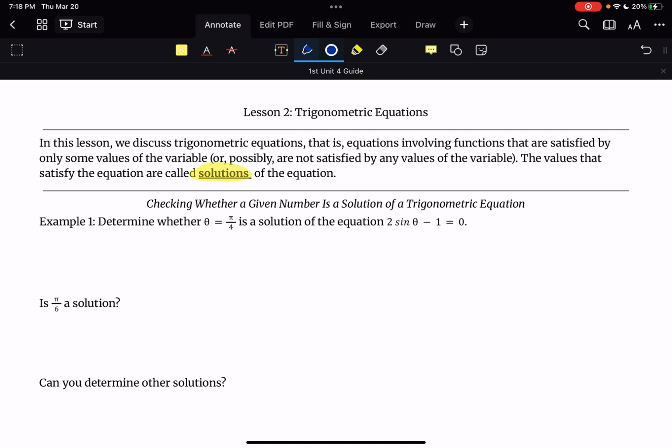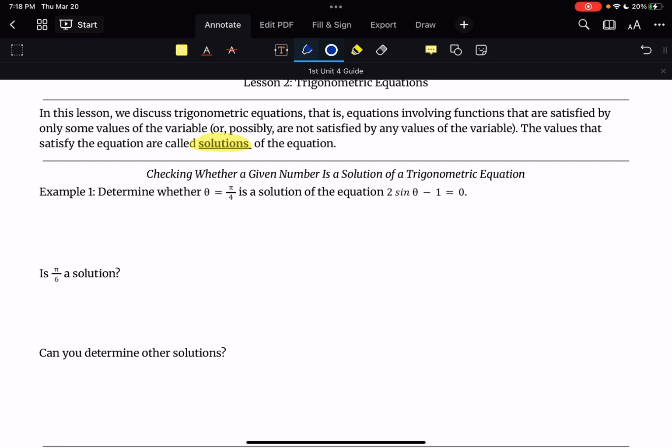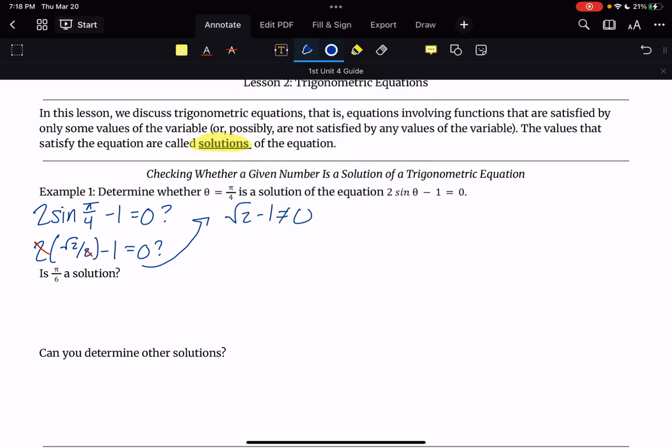So I have this equation, 2 sine theta minus 1 is equal to 0, and I want to see, is pi over 4 a solution? So what I'm going to do is substitute in pi over 4. I get 2 sine pi over 4 minus 1, and I'm checking, does this equal 0? If I use my unit circle, I know that the sine of pi over 4 is radical 2 over 2. So I have 2 times radical 2 over 2 minus 1. I know these 2's are going to cancel out, so I get radical 2 minus 1, which does not equal 0, which means that this is not a solution.